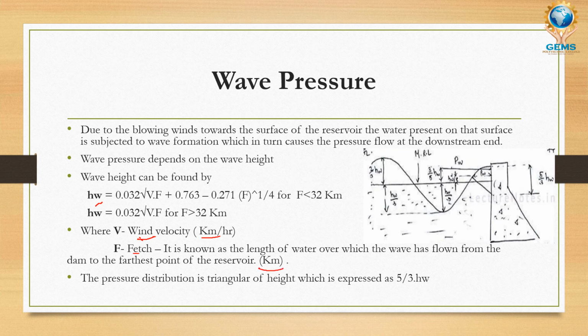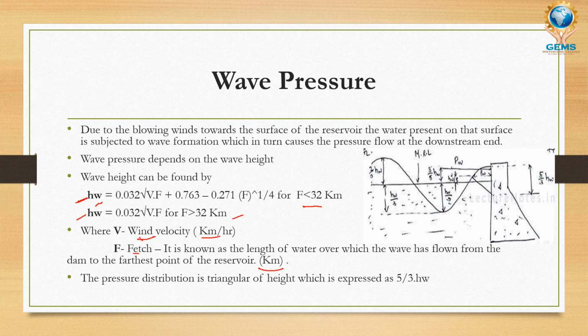Okay, actually there are two different cases. This is case 1. Wave height can be formed through case 1 like this, and in case 2 it can be formed as per this one. When the fetch is less than 32 kilometers, the first case is taken, and if the fetch is greater than 32, then the second case is taken.